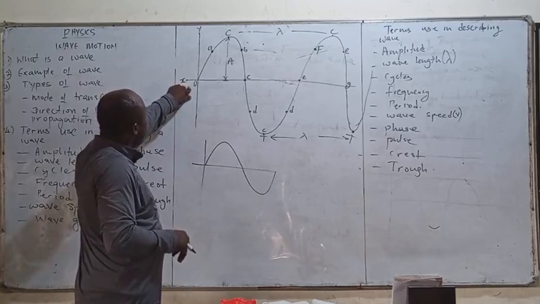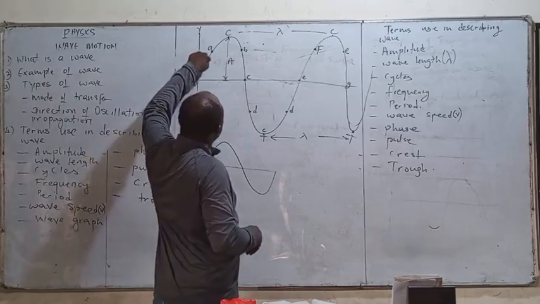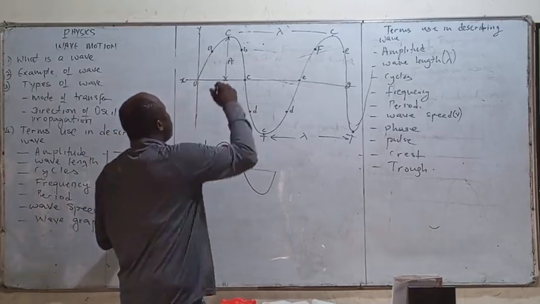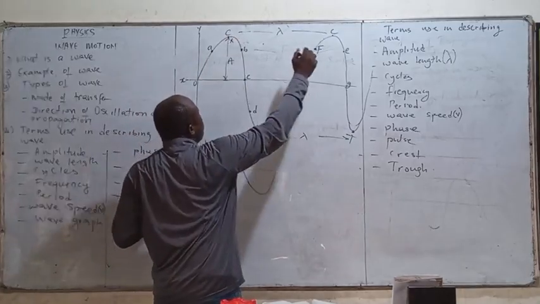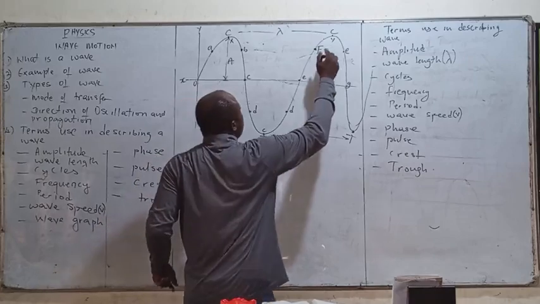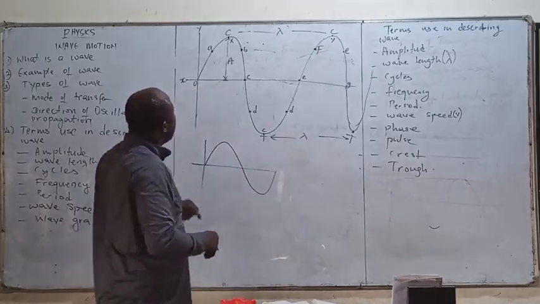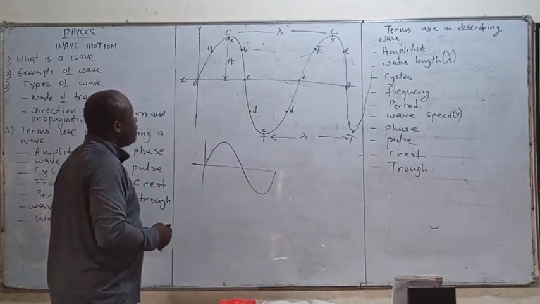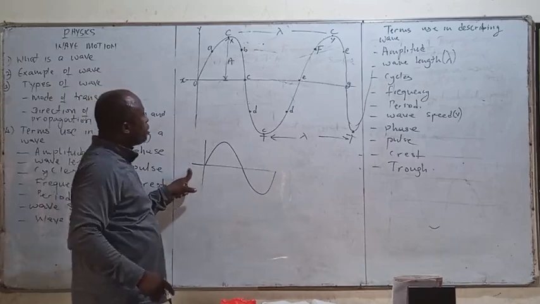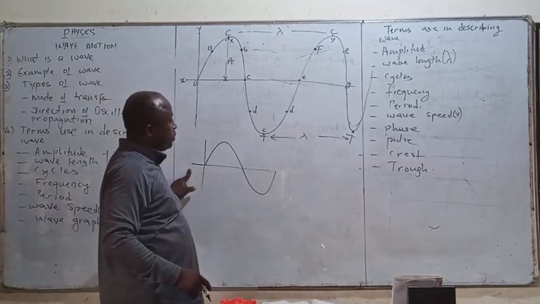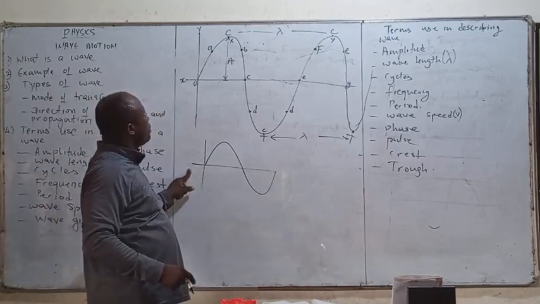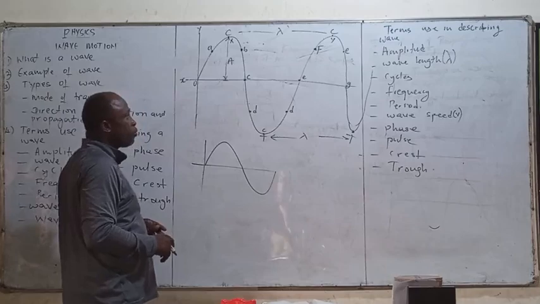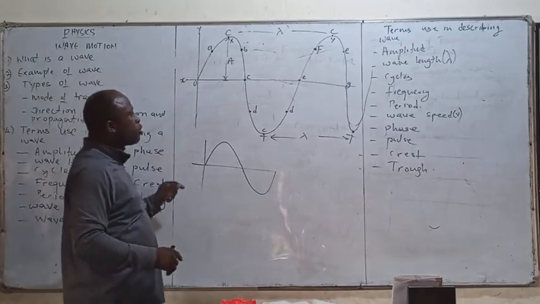Supposing we add S and Y. Now we can say that A, B, F, and E are in the same phase. Like we said, phase is the position of a particle in a progressive wave. So that is that.